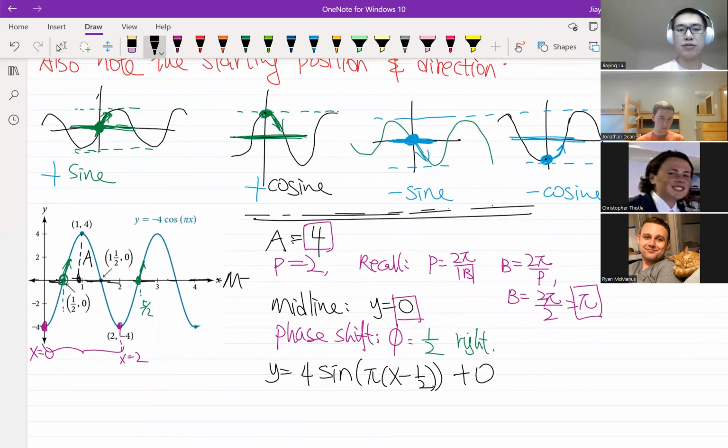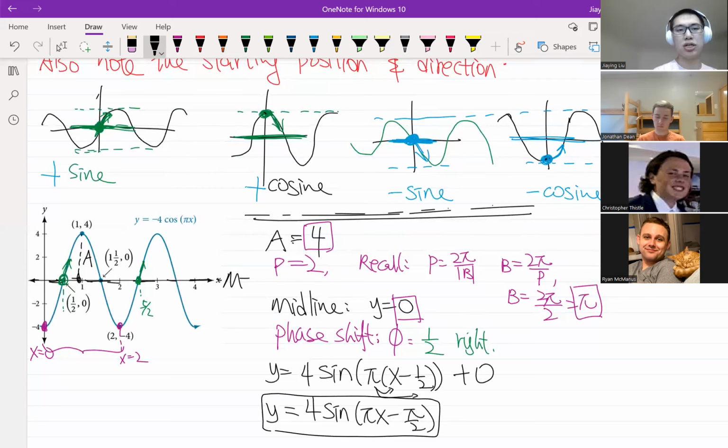So that's using positive sine. And if we simplify this by distributing the pi in the parentheses, we get y equals 4 sine (pi x minus pi over 2). So that will be the correct function, just like the given one, -4 cosine pi x. It's the same. They give you the same graph, just a different function we choose.